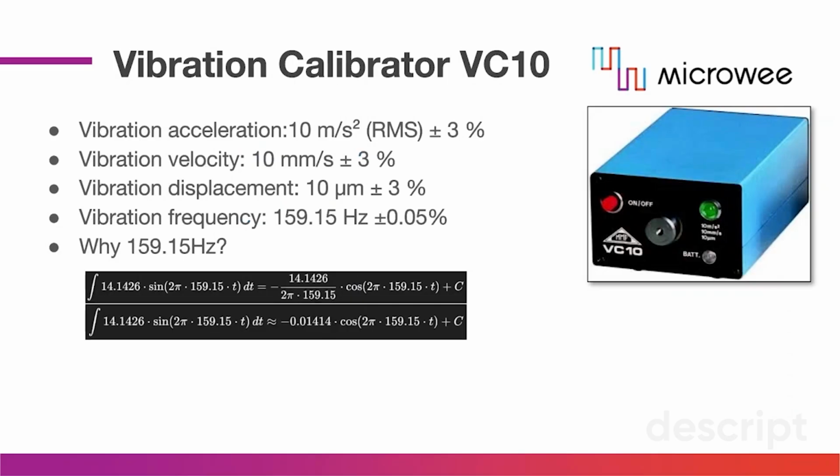We're going to talk about the vibration calibrator, the VC10. One of its main specifications is that it has a constant vibration acceleration of 10 meters per second squared. That's an RMS value. It has an amplitude of about 14.14 and a fixed vibration frequency of 159.15 Hz. This is the vibration we are expecting. It has a precision of plus or minus 3%, which is good enough in this case.